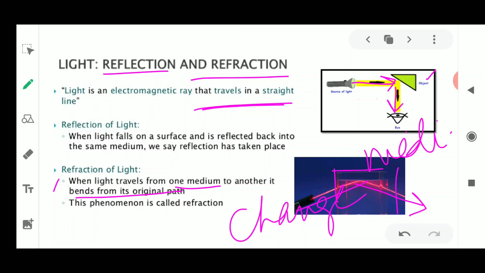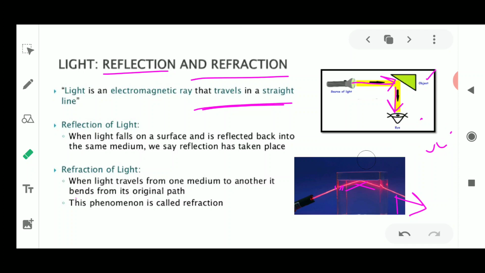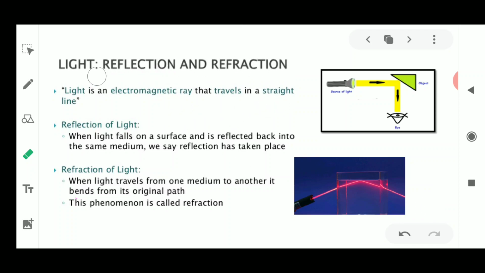This change in the medium happens because the densities of the media are different. Glass has a different density, water has a different density, air has a different density, oil has a different density. So all these are the mediums in which you can show the phenomenon of refraction. That is why refraction and reflection are the two behaviors of light shown when it strikes any surface.